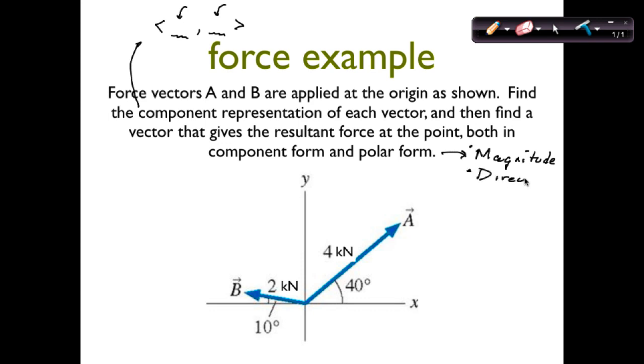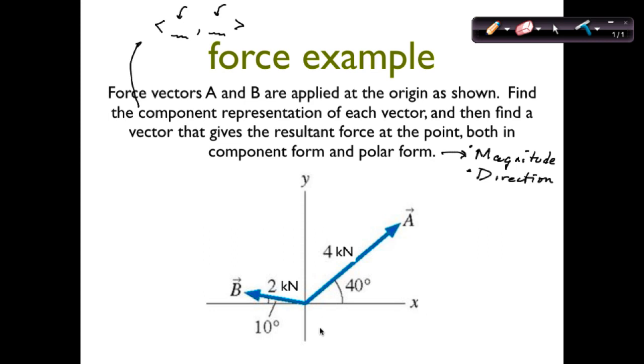So this diagram is giving us what? Is it giving us component form or polar form? This is giving us polar form because it's giving us the magnitude of each force, and then it's giving us a direction by way of angle. This angle is our standard trig angle, 40 degrees swept counterclockwise from the x-axis. And this is 10 degrees, like north of west or something like that.